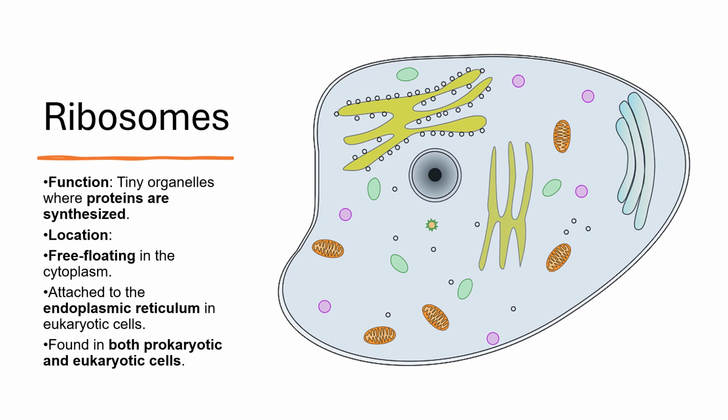So ribosomes function to carry out protein synthesis. They float around in the cytoplasm, and some are attached to endoplasmic reticulum in eukaryotes. And they're found in prokaryotic and eukaryotic cells.